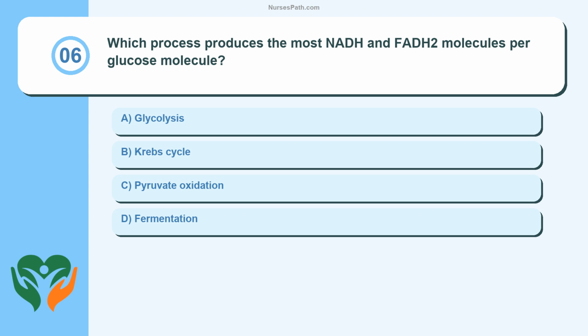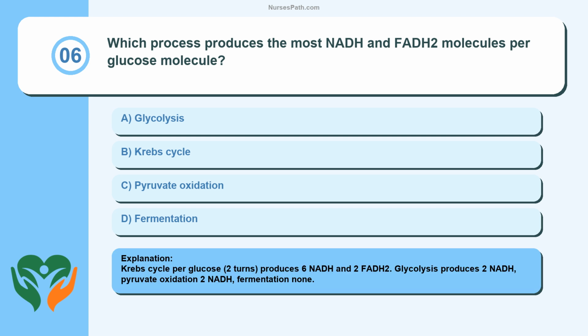Question 6. Which process produces the most NADH and FADH2 molecules per glucose molecule? Glycolysis, Krebs cycle, pyruvate oxidation, fermentation. The Krebs cycle, per glucose, 2 turns, produces 6 NADH and 2 FADH2. Glycolysis produces 2 NADH, pyruvate oxidation 2 NADH, fermentation none.